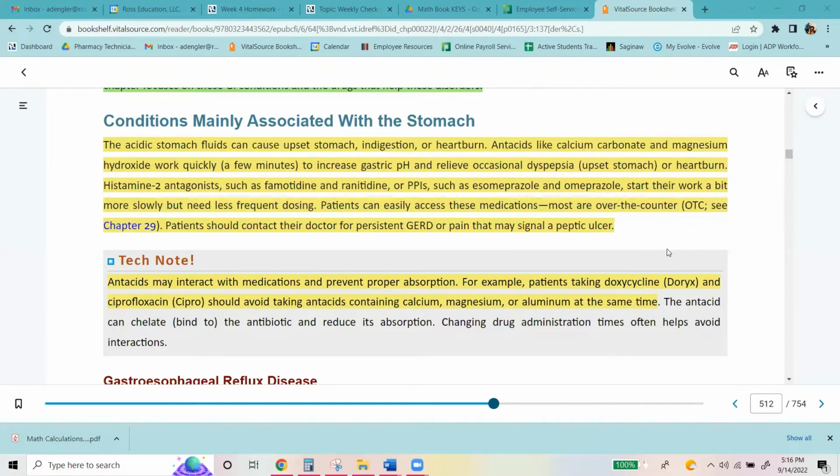Most are now over the counter, and patients should contact their doctor for persistent GERD or pain that may signal a peptic ulcer. So if you look at the back of any of those products like omeprazole, which is Prevacid, it will tell you that you should only use it for 2 weeks. Because if you have a peptic ulcer, we don't want you just taking medication for it if you have a severe symptom that you need, like an ulcer, to get rid of.